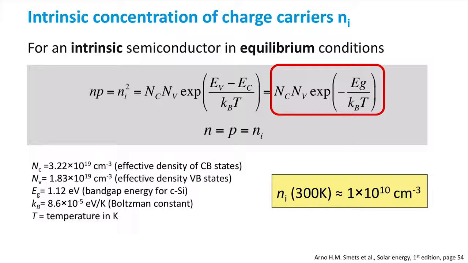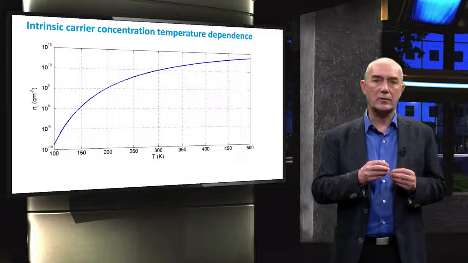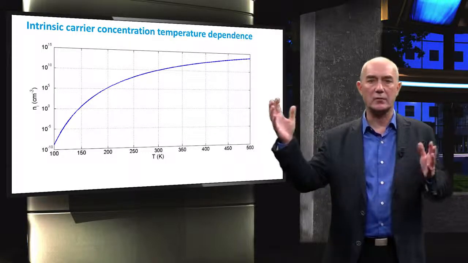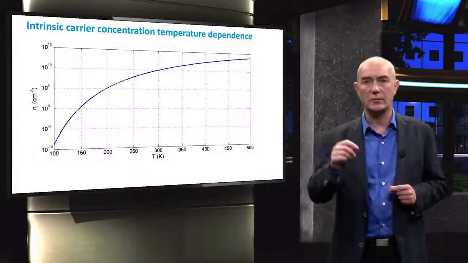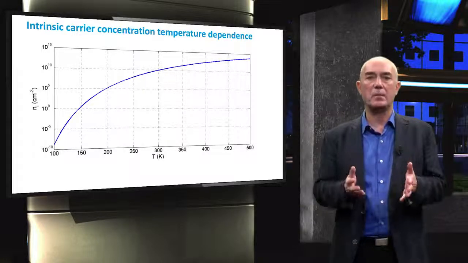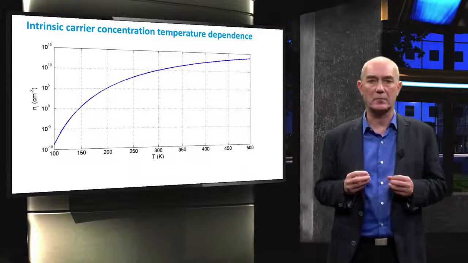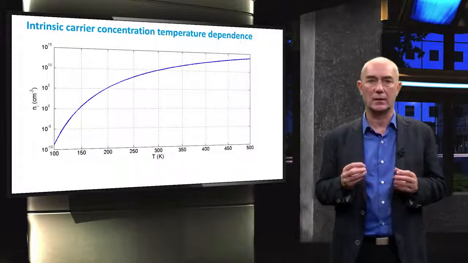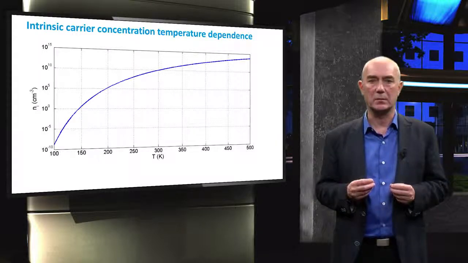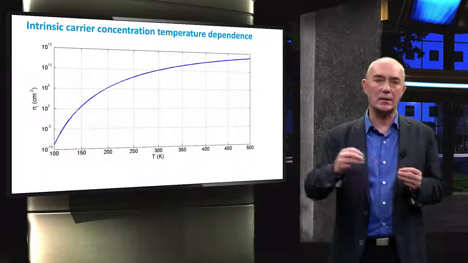For crystalline silicon at 300 Kelvin, Ni is equal to 10 to the power of 10 per cubic centimeter. We will use this value in many equations to come, so make sure to note it down. This graph shows the temperature dependence of charge carrier concentrations in intrinsic silicon. It can be expected that with increasing temperature, more electrons are excited from the valence into the conduction band, since more thermal energy is available. This explains the increasing Ni.